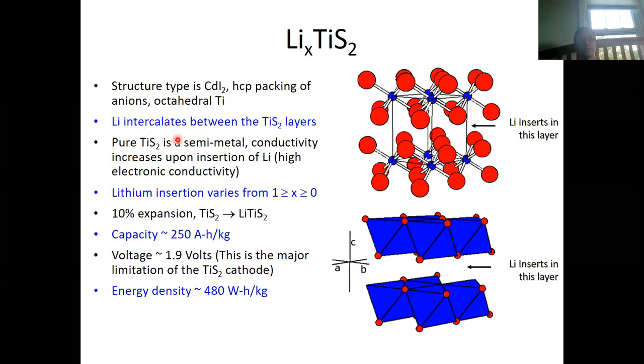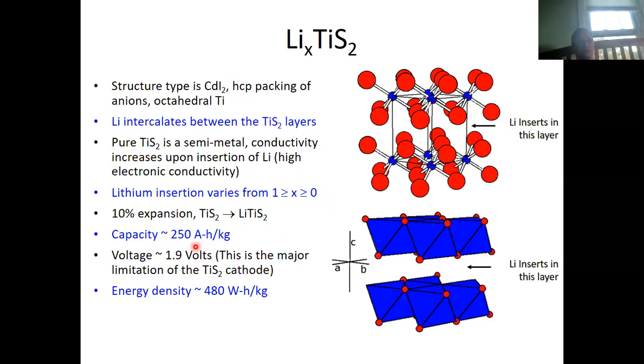So pure titanium sulfide is a semi-metal, and the conductivity further increases as you insert lithium, because you start filling electrons into the conduction band, and then your material becomes a true metallic conductor. So in this case, you have a wider range of lithium insertion possible. It can vary between 0 and 1, so you can fully remove the lithium ions without destroying your electrode material. For that reason, you can produce a higher capacity.